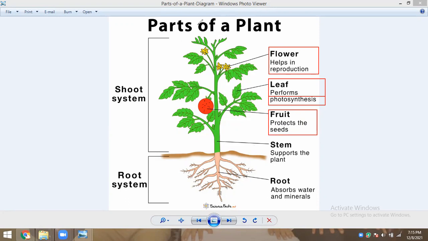Then we have stem. Stem does what? Stem supports the plant. This longer, taller part is called stem. So stem supports the plant above the ground, not underground. Underground, roots hold the plant. What do the roots do? Roots absorb water and minerals from the soil.